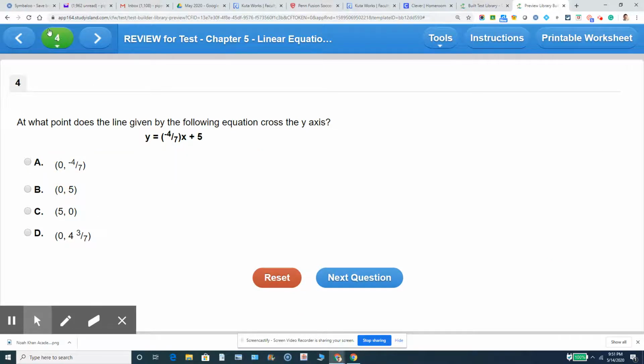Oh, this is a joke. This shouldn't even be a question. Where does the line cross the y-axis? That's your b value. Bam. But please just remember, though, I guess it's not that easy.